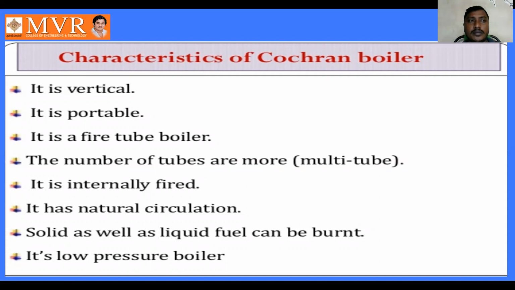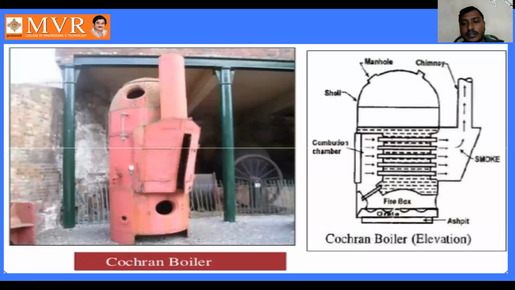Means inside the tubes the fire is going to run, and around the tubes water is going to be circulated in the Cochran boiler. The number of tubes are more. Multi-tube means comparing with the simple vertical boiler. In a simple vertical boiler we are having only one cross tube, whereas coming to this Cochran boiler we are having more tubes, means multi-tubes are there. It is internally fired, means we can observe here that the combustion is going to take place inside the boiler.